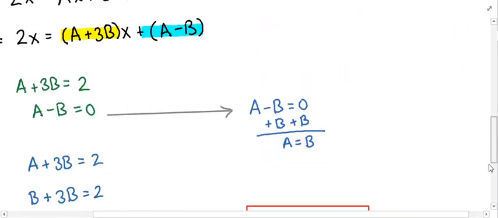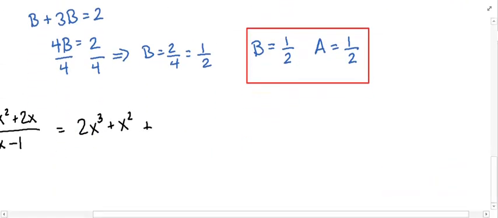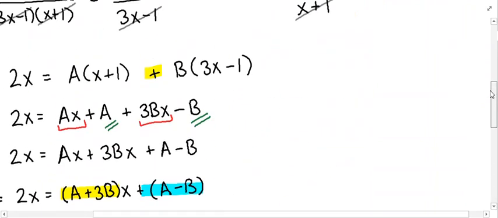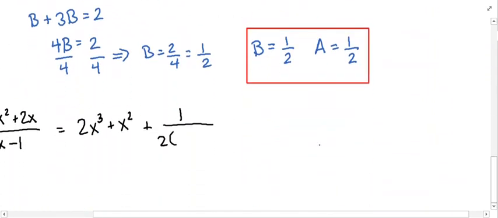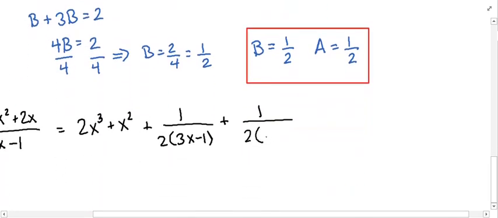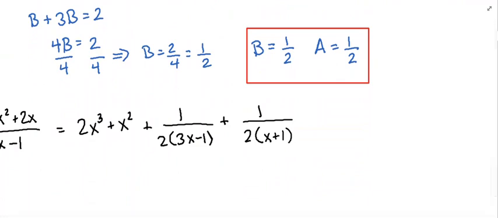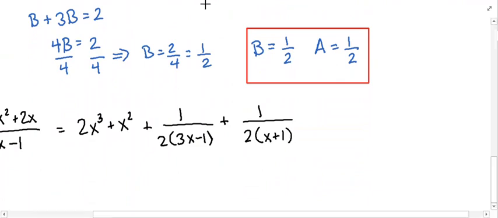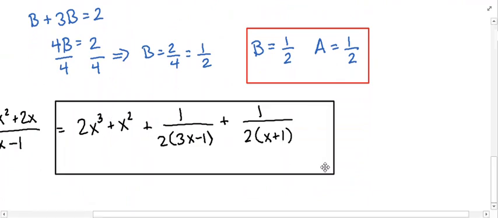So we're going to come down here, we're going to put plus 1 over 2 times 3x minus 1 plus 1 over 2 times x plus 1. And this is going to be the final answer right here. I'll put it right here.